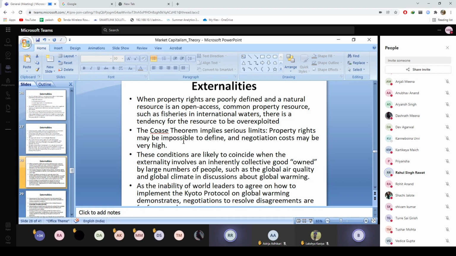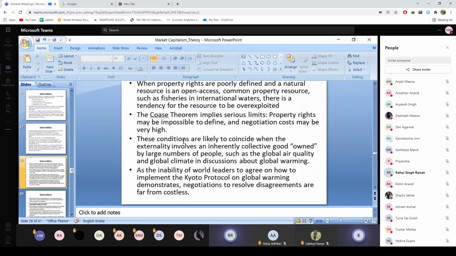Now, why is there no agreement reached, especially among countries, as far as the global climate is concerned? Because a large number of people are involved and they have a variety of interests. That is a typical problem in the Coasian approach: when a large number of stakeholders are involved and they have a collective good like climate, it will be very, very difficult to reach an agreement. So the inability of the world leaders to agree on how to implement the Kyoto Protocol on global warming demonstrates that negotiations to resolve disagreements are far from costless. It involves costs. Okay.